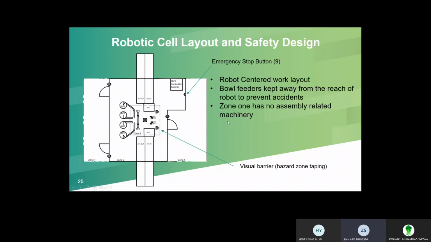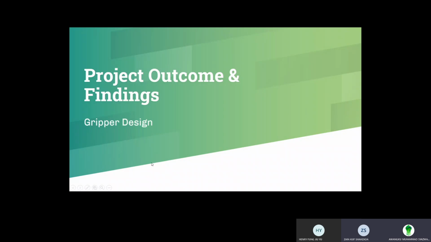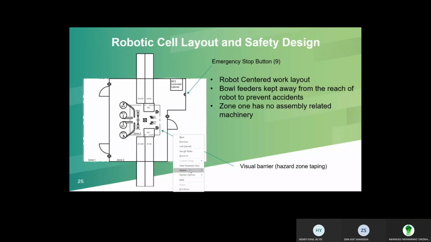Next, please, Shazwan. I'll be needing your help for this. For the basic layout, the robot-centered work layout has been considered. The robot has been placed in the center, and it can approach everything within its radius. As you can see, there are 4 vibratory ball feeders that are bringing in 4 different components.